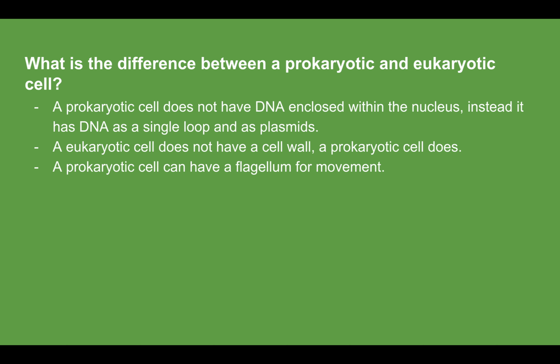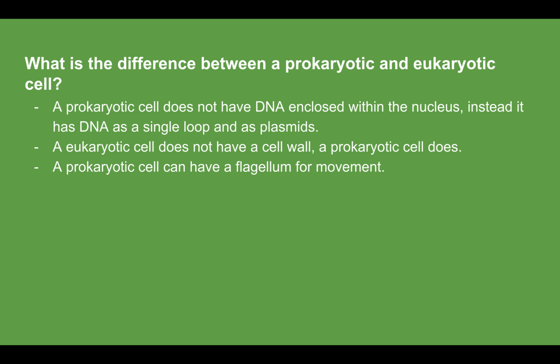So, as you can see, a prokaryotic cell does not have DNA enclosed within the nucleus. Instead, it has DNA as a single loop and as plasmids. A eukaryotic cell does not have a cell wall. A prokaryotic cell does, and a prokaryotic cell can have a flagellum for movement. So these are all the key ideas that you need.